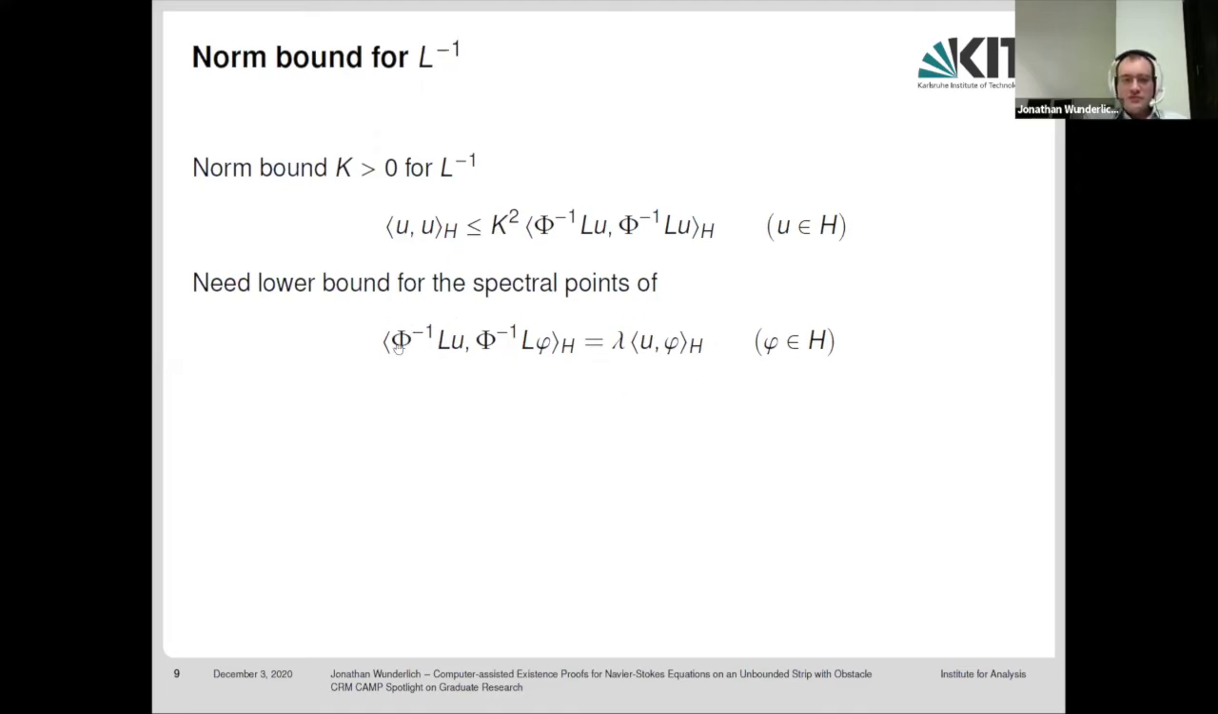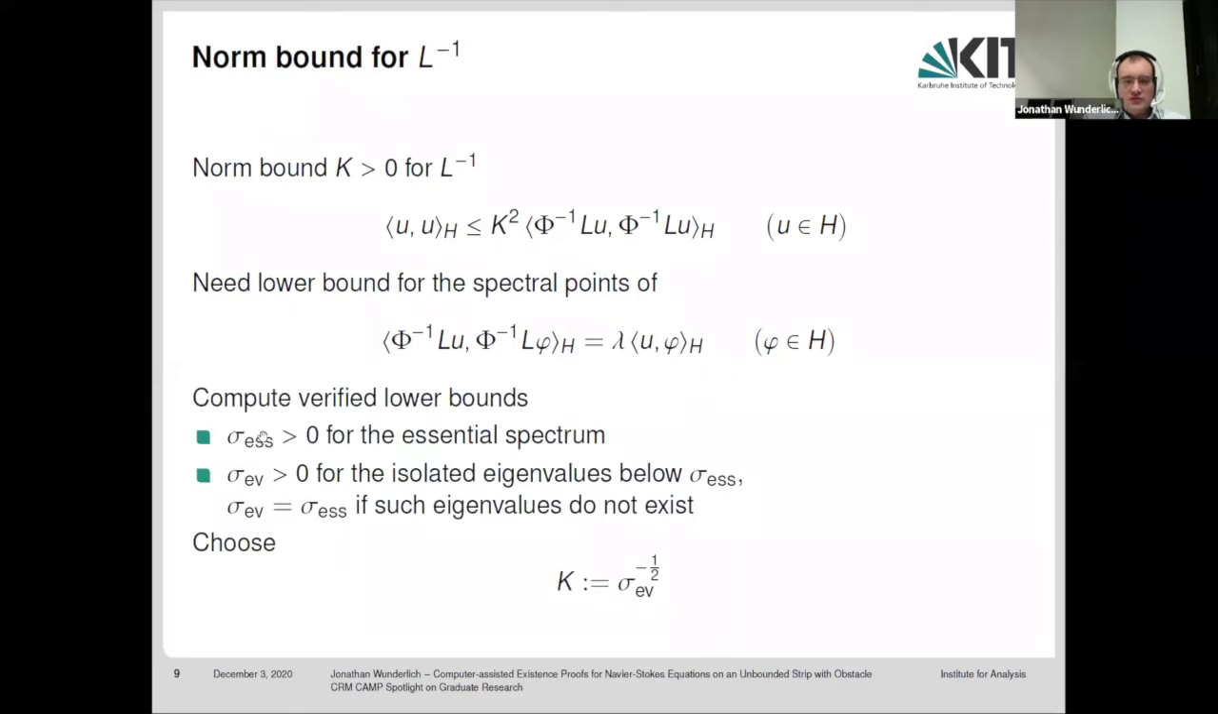And therefore, especially we have to compute lower bounds for the essential spectrum and for the isolated eigenvalues, if such isolated eigenvalues do exist. If not, we just set the eigenvalue bound equal to the bound for the essential spectrum, and then we can choose our constant k to be 1 over the square root of the bound for the eigenvalue. So in the following, I just want to go into further details about the computation of these two spectral bounds here.